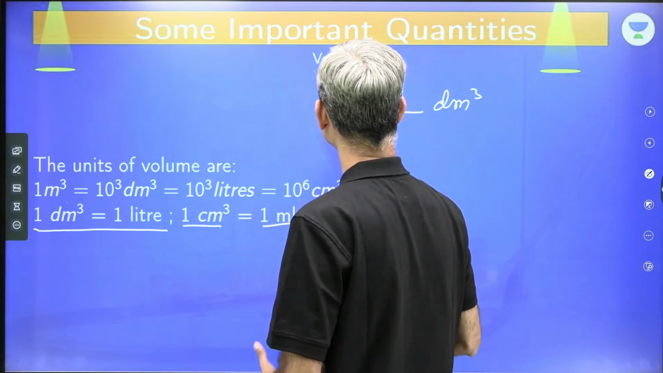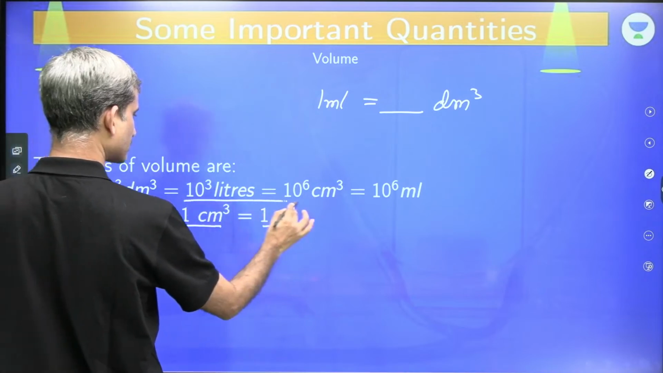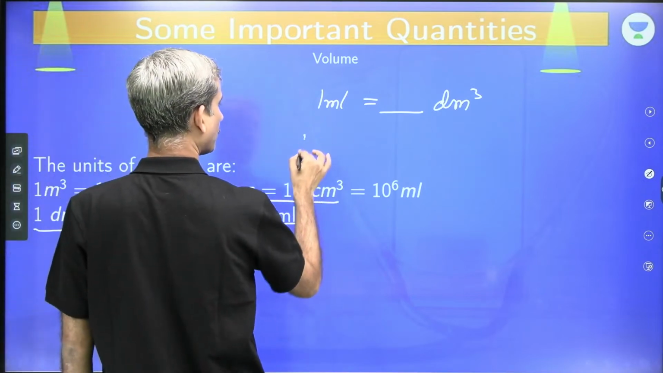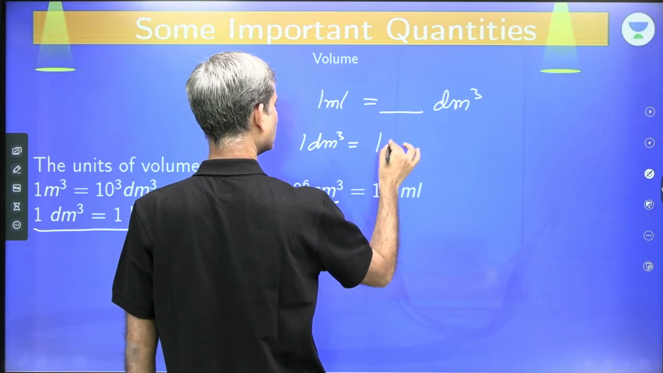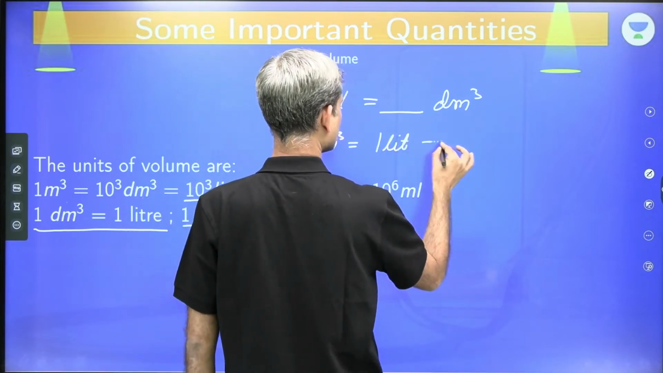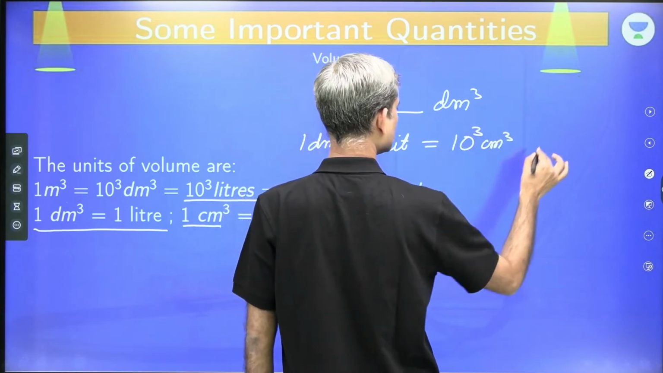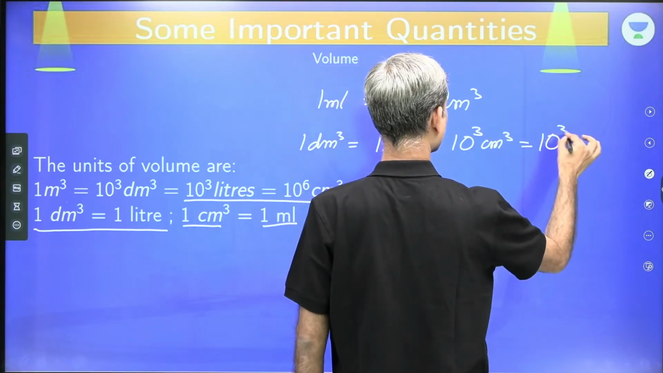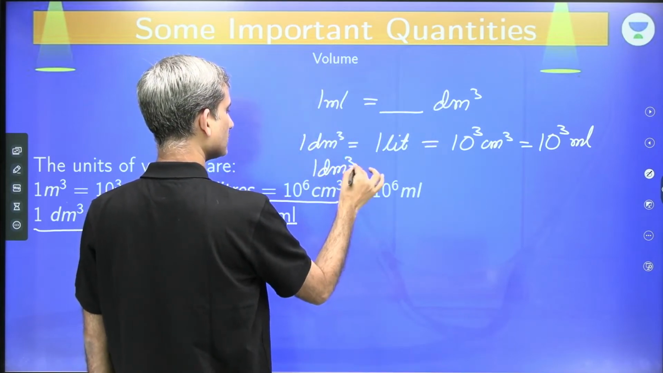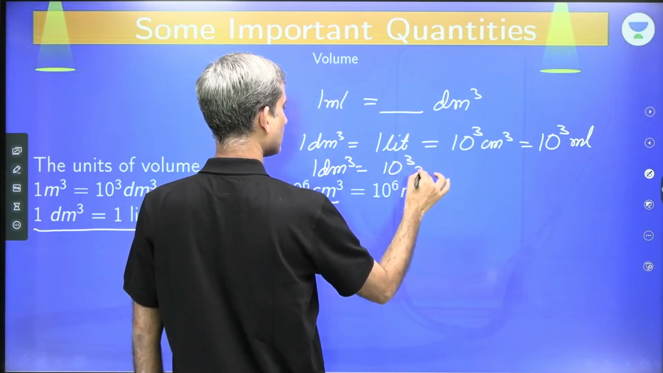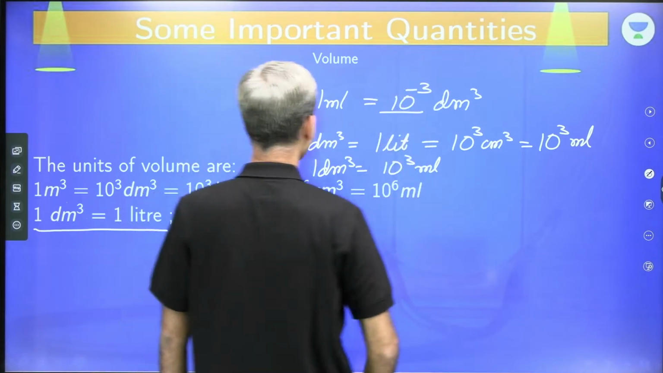1 milliliter, you need to understand that when we talk about 10 raised to power 3 liters, it's equal to 10 raised to power 6 centimeter cube. So 1 decimeter cube is equal to 1 liter, which is equal to 10 raised to power 3 centimeter cubed, which is equal to 10 raised to power 3 milliliters. So 1 decimeter cube is equal to 10 raised to power 3 milliliters. So 1 milliliter would be equal to 10 raised to power minus 3 decimeter cube.